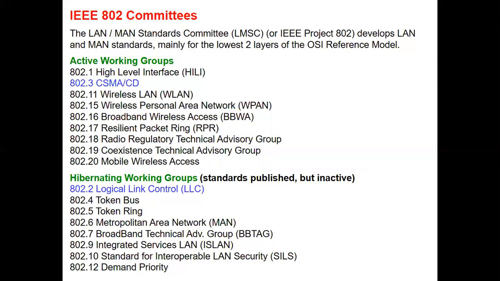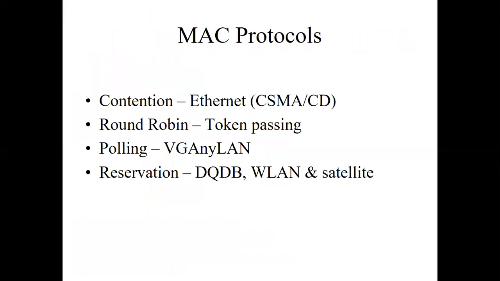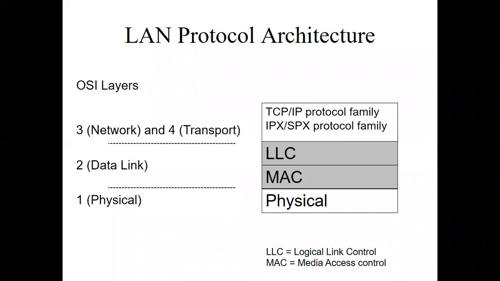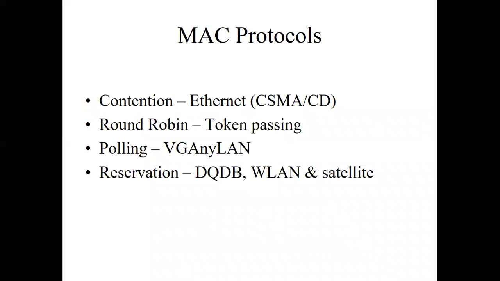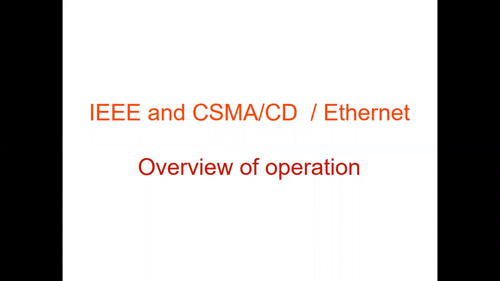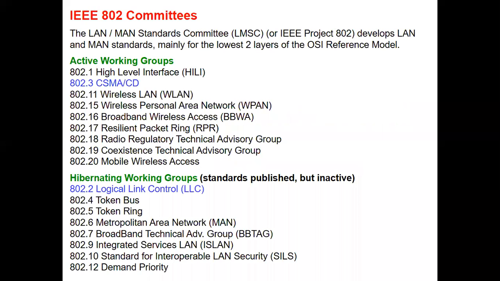Carrier sense multiple access with collision detection. There's also carrier sense multiple access with collision avoidance. Collision avoidance is used in wireless technologies. Collision detection is used in wired technology.